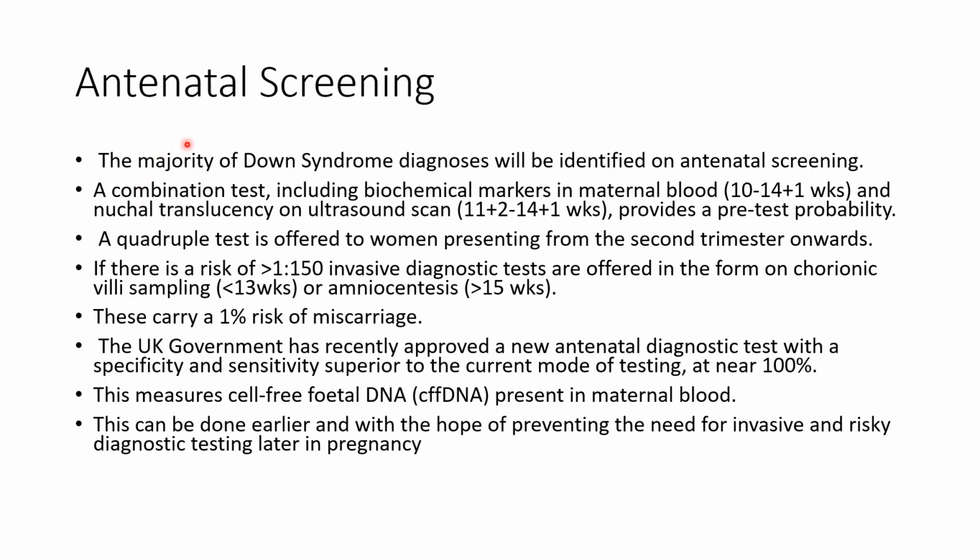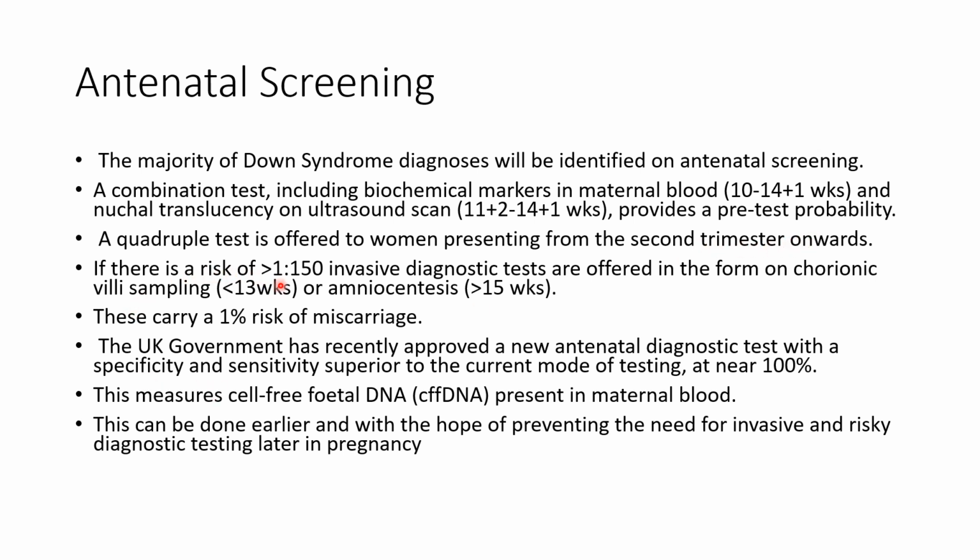So let's look at antenatal screening. The majority of Down syndrome diagnoses will be identified on antenatal screening. This is a combination test including biochemical markers in maternal blood, done between 10 to 14 plus 1 weeks, and a nuchal translucence on ultrasound scan, done between 11 plus 2 to 14 plus 1 weeks. This provides a pre-test probability. Then you also have a quadruple test, which is offered to women presenting from the second trimester onwards.